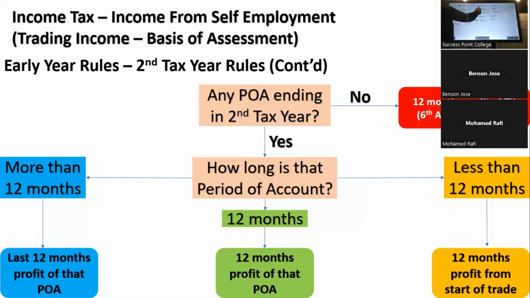It means 21-22, this September ends in 21-22, so the whole 84,000 profits will be assessed. Then after that, 22-23, this September 22 ends in 22-23, so 96,000. And over here, if you calculate the overlap profits, this 90,000 is assessed twice.